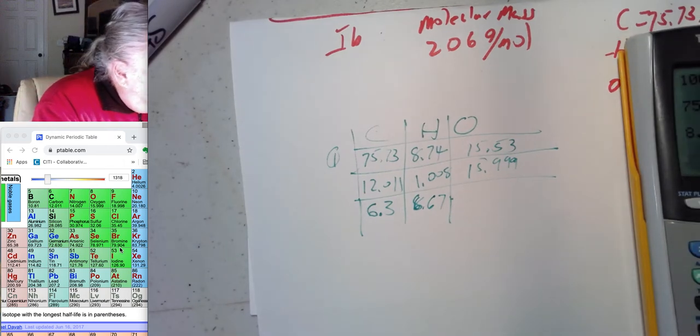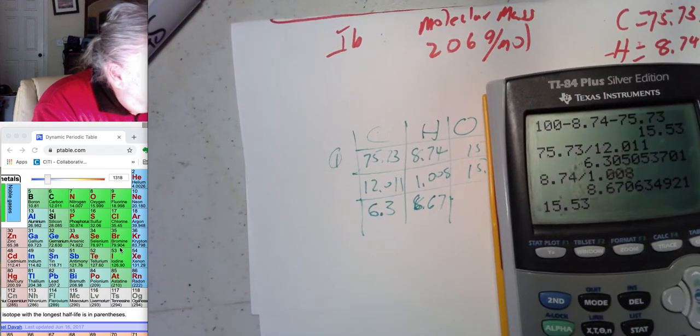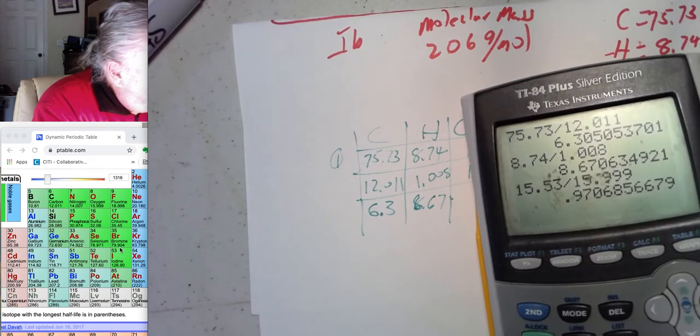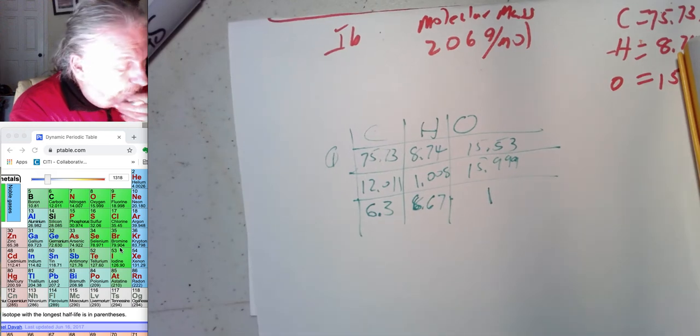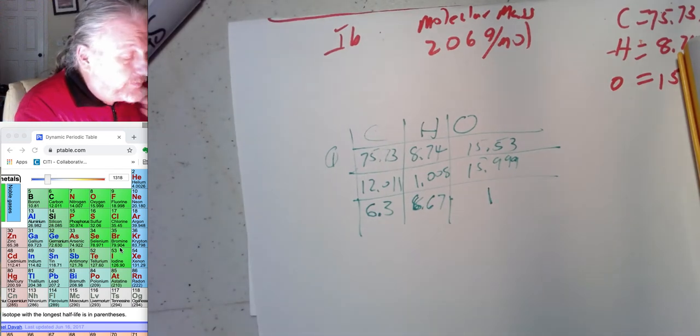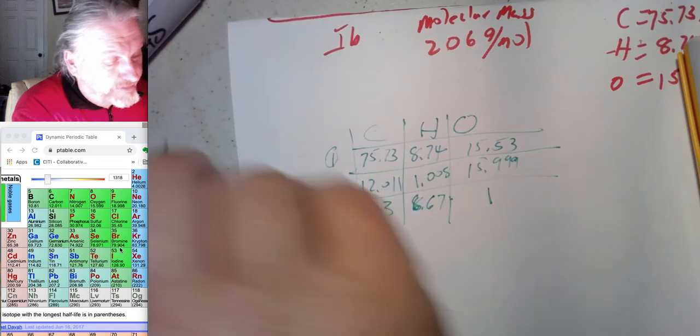Okay, 15.53 divided by 15.999. It's going to give me 0.97, which is 1. So if I multiply 6.3, let's do that.